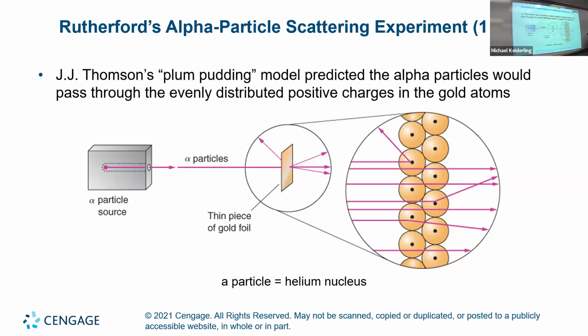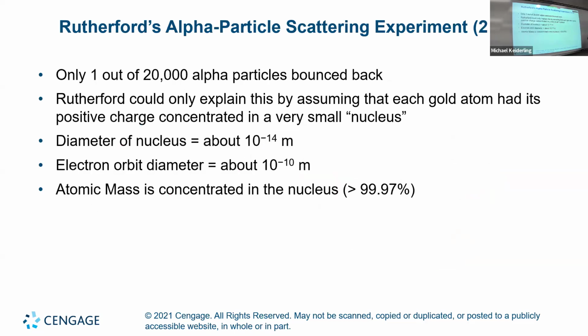But what was shocking was some of these alpha particles bounced back. I think a description of this was like shooting a gun at a piece of tissue paper and the bullets bouncing back. This was not what people expected. An alpha particle is actually a helium nucleus, by the way. And they're a readily available source because certain types of nuclear decay emit alpha particles.